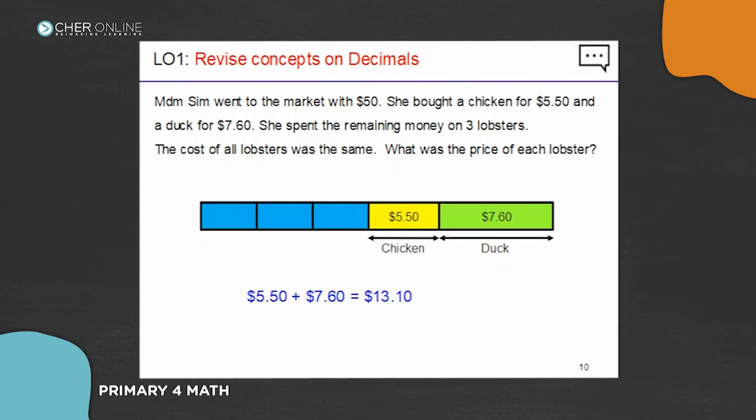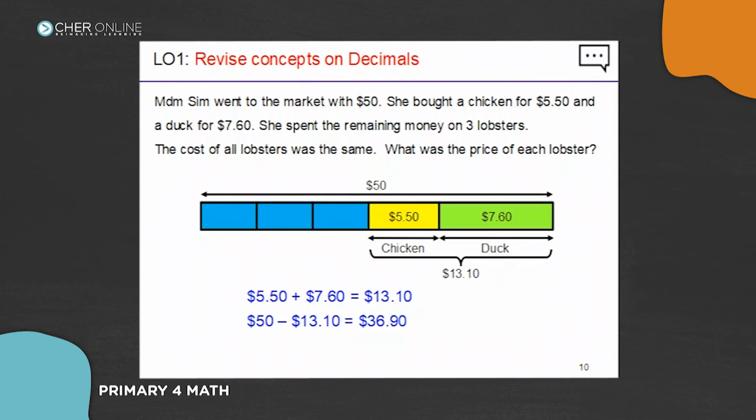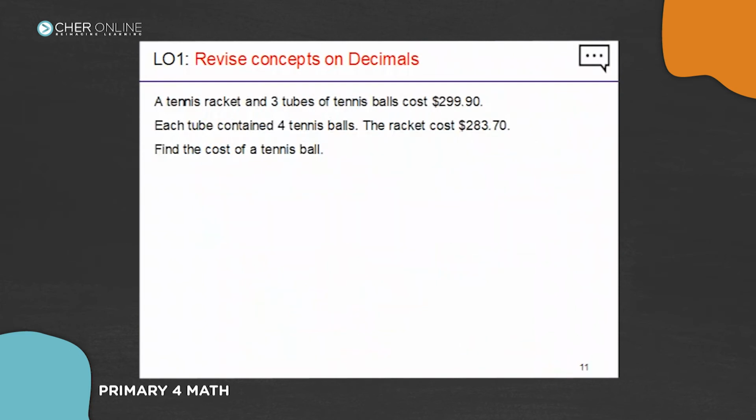So altogether on these 2, she spent $13.10. Okay, and she brought $50 to the market. So she'll be left with $36.90. Right? So how much is 1 lobster? Divide by 3. $12.30. Not possible, right? Lobster is very expensive. It cannot be $12.30. But anyway, maybe it's tiny lobster. Okay? Okay, let's move on.